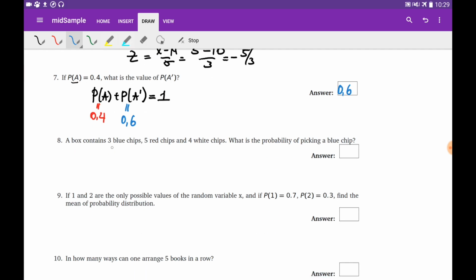A box contains 3 blue, 5 red, and 4 white chips. What is the probability of picking a blue chip? We can find the probability by counting the number of blue chips in the box, which is 3, and we have to divide this by the total number of chips inside the box. It's going to be 3 plus 5 plus 4. It's going to be 3 over 12 or 1 over 4.